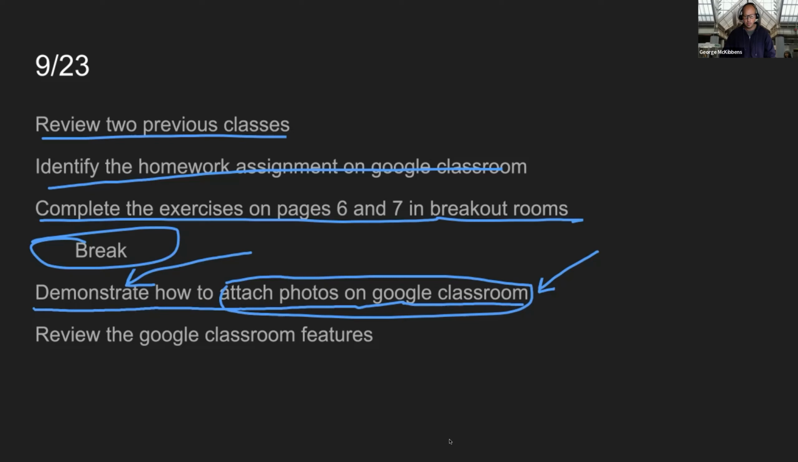To demonstrate. Show. Yes, show. I show you. This will be my job. So I will demonstrate. I will show you how to do it, and then you can do it. So I will say, watch me, and you follow. That's the demonstration: how to attach photos on Google Classroom.